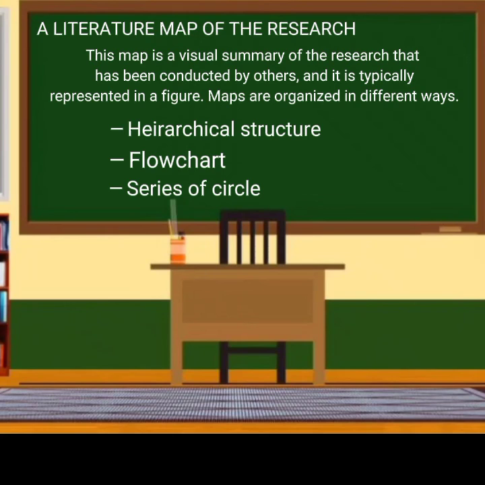A literature map of the research. This map is a visual summary of the research that has been conducted by others, and it is typically represented in a figure. Maps are organized in different ways: hierarchical structure, flowchart, series of circles.